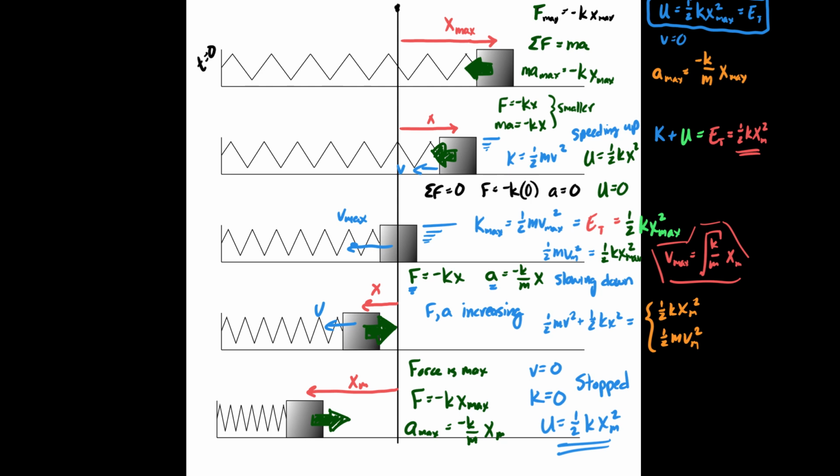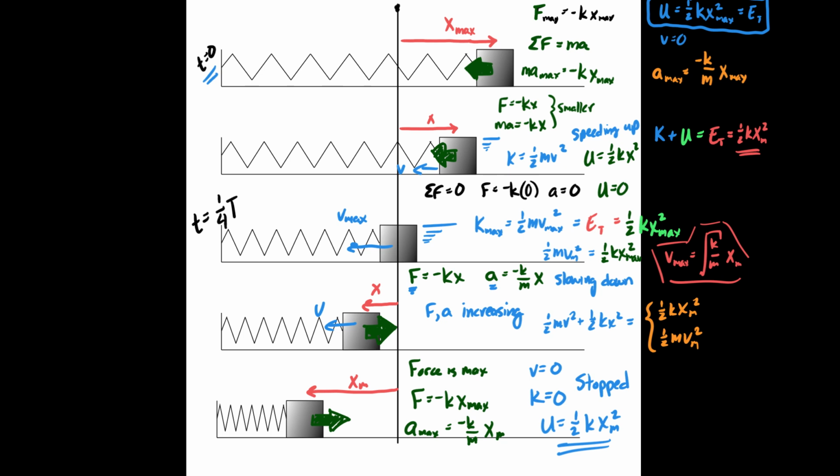Also, there's guideposts here. Although we started here at t equals 0, what time do you think this is? What part of a period is this? 1/4. This would be 1/4 of the period. This occurs at 1/4 of the period. So going from maximum velocity to maximum displacement is 1/4 of the period.